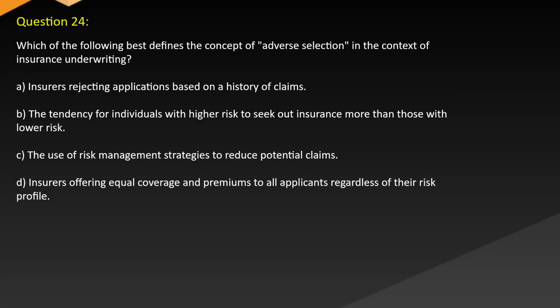Question 24. Which of the following best defines the concept of adverse selection in the context of insurance underwriting? A. Insurers rejecting applications based on a history of claims. B. The tendency for individuals with higher risk to seek out insurance more than those with low risk. C. The use of risk management strategies to reduce potential claims. D. Insurers offering equal coverage and premiums to all applicants regardless of their risk profile.